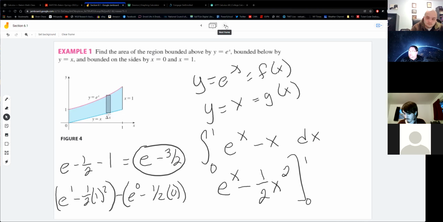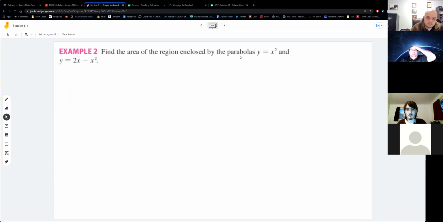All right, let's look at another one. So now this one says find the area of the region enclosed by these two parabolas. We have y equals x squared and y equals 2x minus x squared. So I need to figure out which one's going to be my f of x and which one's going to be my g of x.